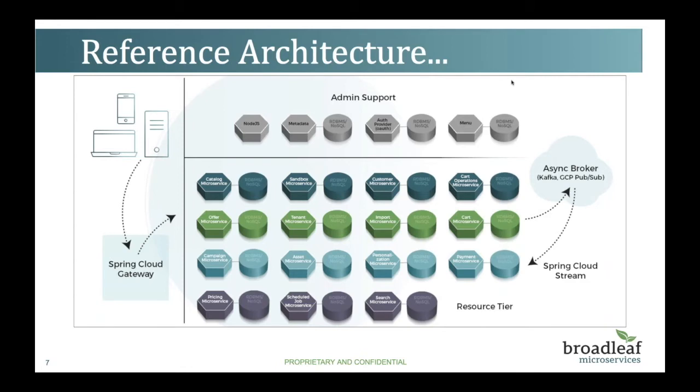Next, we have a resource tier that is home to services that fulfill the e-commerce related functionality of the system. Catalog and cart services are a couple examples here. Finally, the majority of communication between services is handled via async message brokers. Many of you will recognize Kafka, and others, including cloud-native offerings, are supported as well.